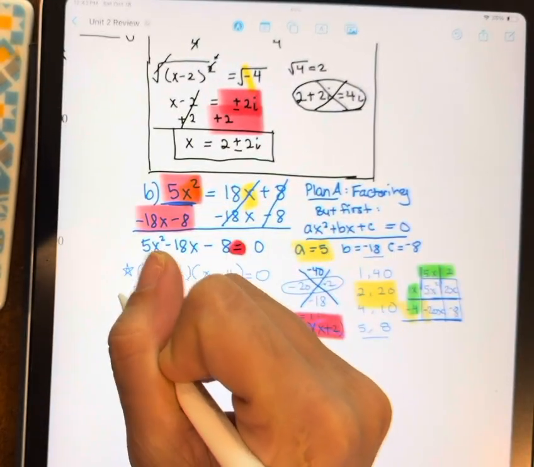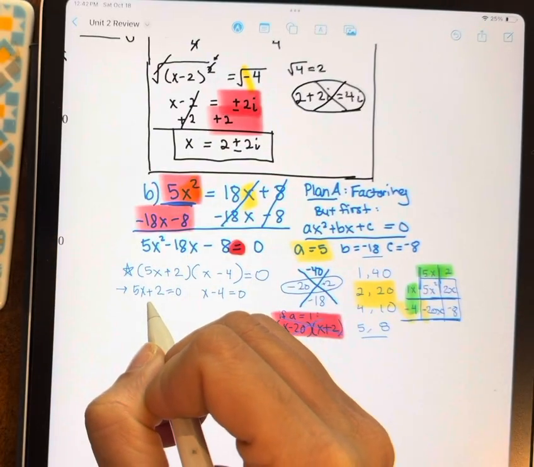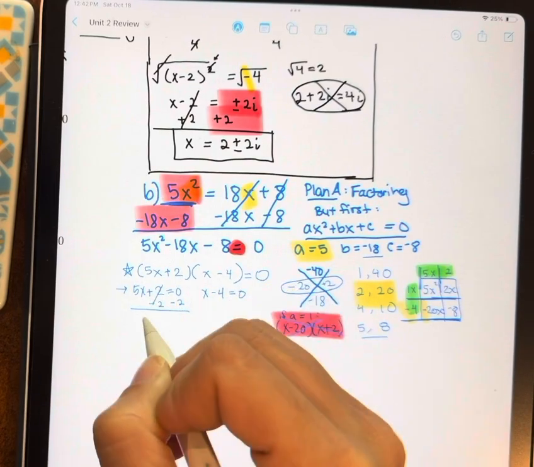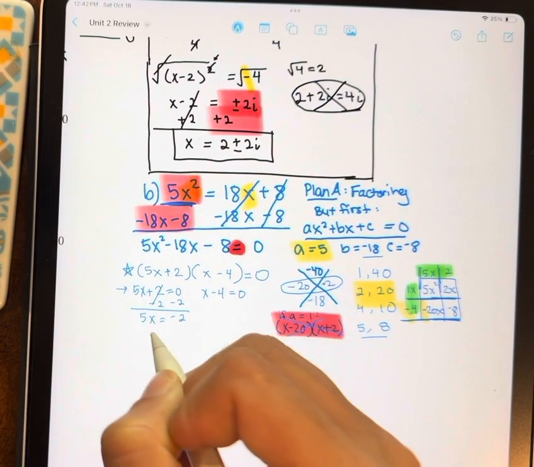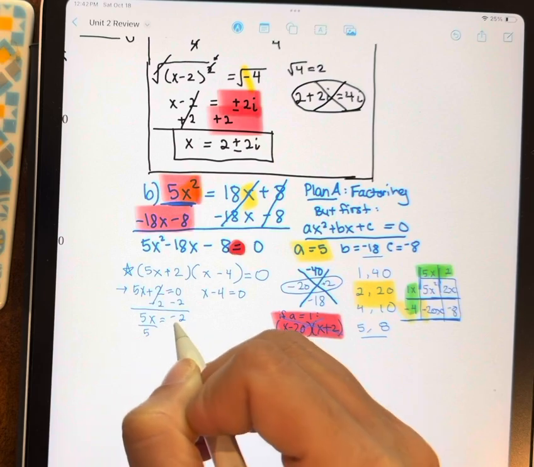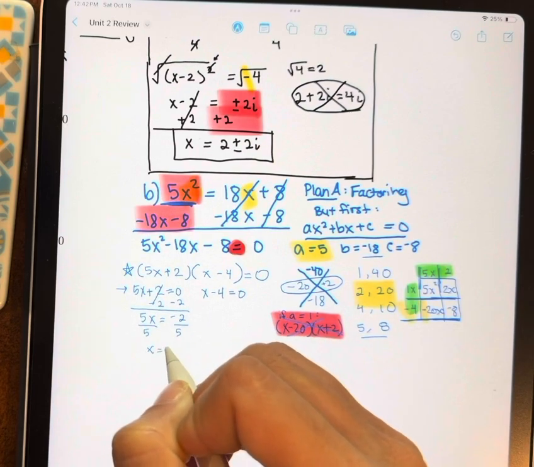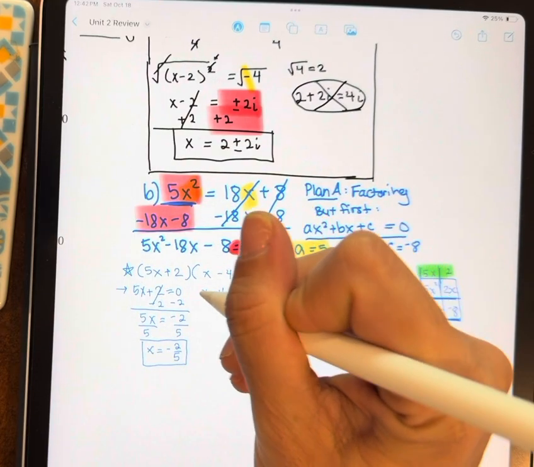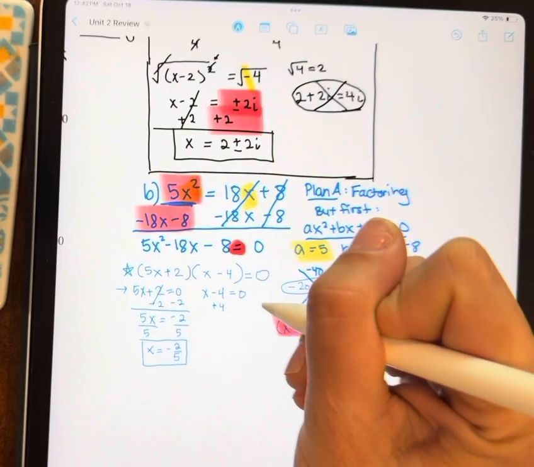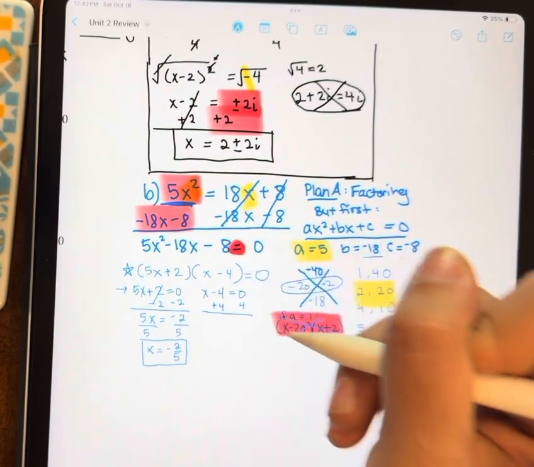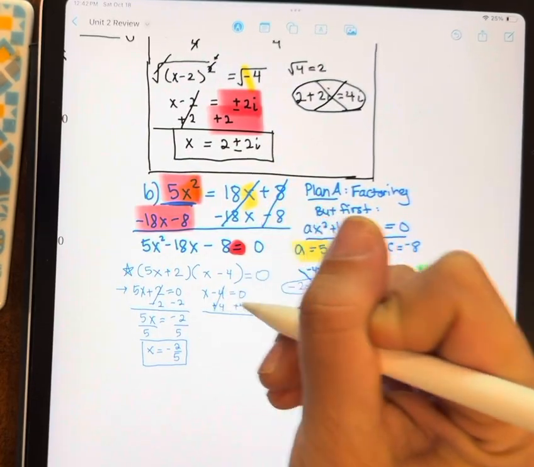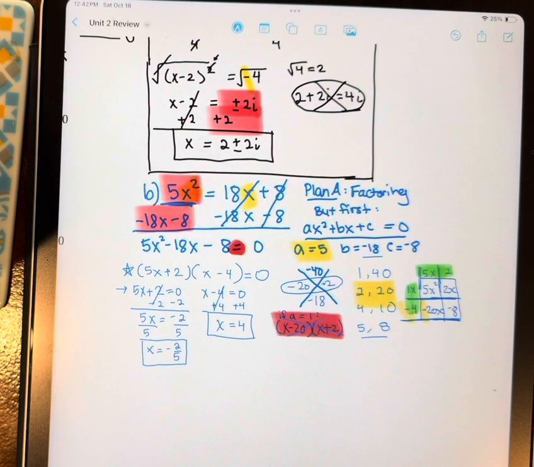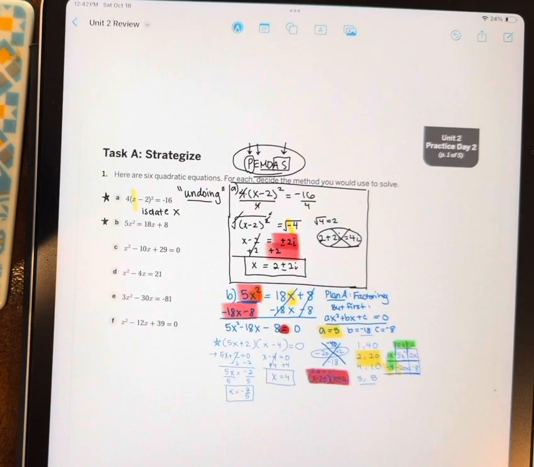We solve a two-step equation. This one is a two-step equation by first subtracting or adding the opposite of whatever we have on both sides. And next, dividing what's in front of the x. So x equals negative 2 over 5. That's one of my answers. And over here, this is a one-step equation. All I have is the undoing of the subtracting or adding. X equals 4. That's my other one. And I'm done here. Okay, that's the answer to B.